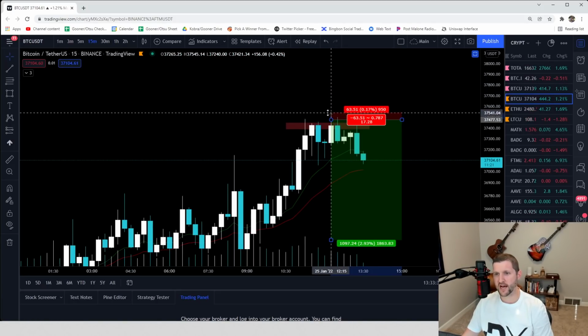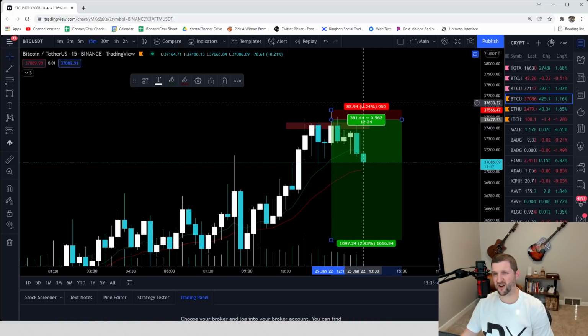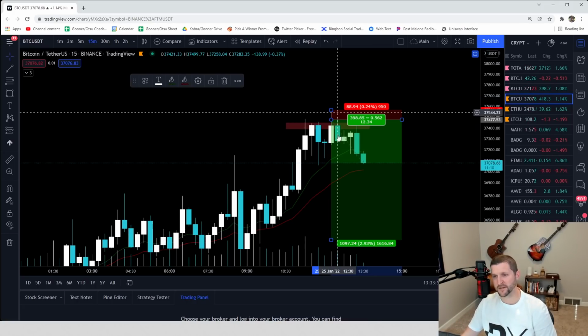Now, if I put it tight and I get a good entry, now I'd only be a 20% risk on 100x leverage or a 2% risk on a 10x leverage, okay? So you can see how I'm managing my risk in this way.